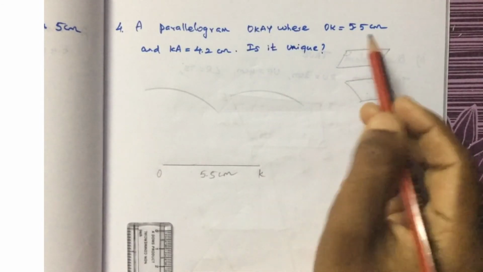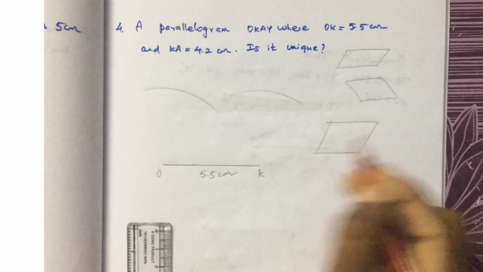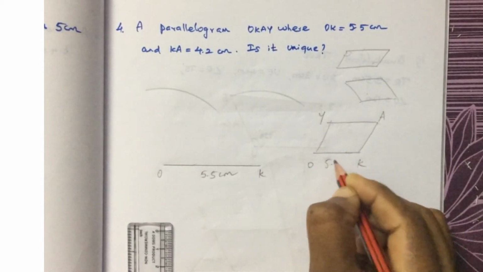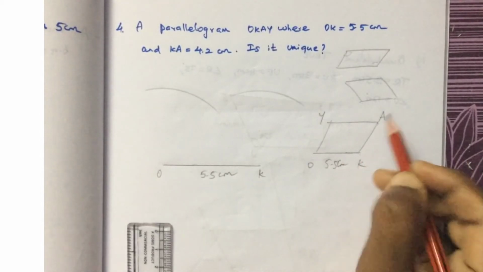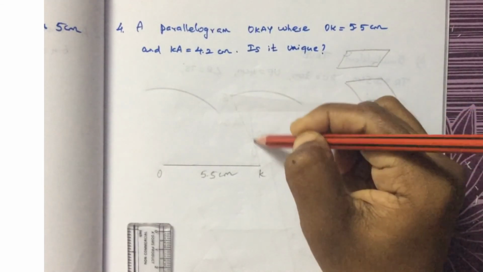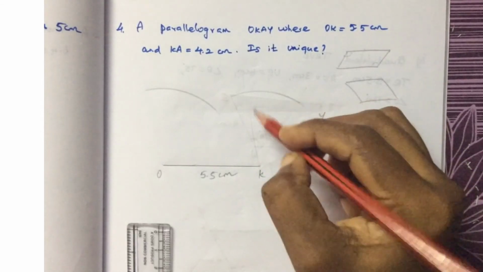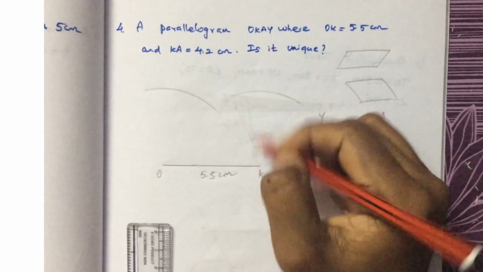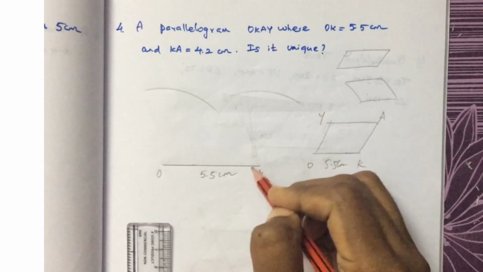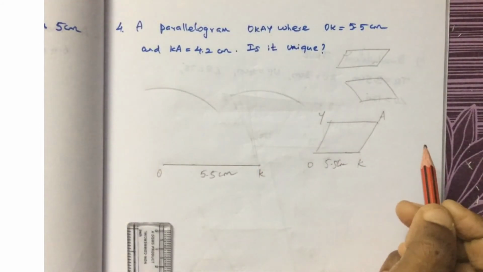So here only the side OK is fixed. If it is OKAY, if this is 5.5 centimeter, they told from K to A it is 4.2 centimeter. If I draw a line like this, it is also 4.2 centimeter. If I draw a line like this, from here to here it is 4.2 centimeter. So I can draw an infinite number of lines like this, all equal to 4.2 centimeter. So without the angle, either the angle at O or angle K, it is not possible to construct this parallelogram.